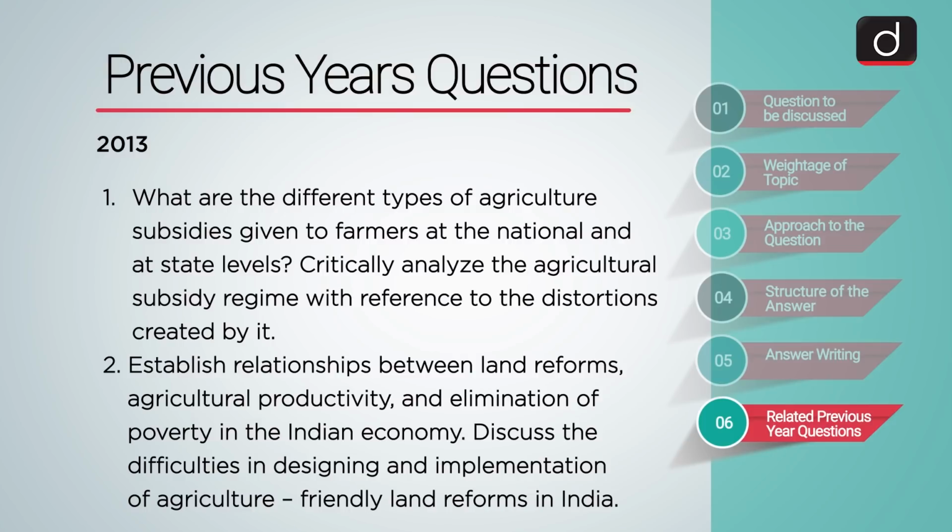What are the different types of agriculture subsidies given to farmers at the national and at state levels? Critically analyze the agricultural subsidy regime with reference to the distortions created by it. Establish relationships between land reforms, agricultural productivity, and elimination of poverty in the Indian economy. Discuss the difficulties in designing and implementation of agriculture-friendly land reforms in India.